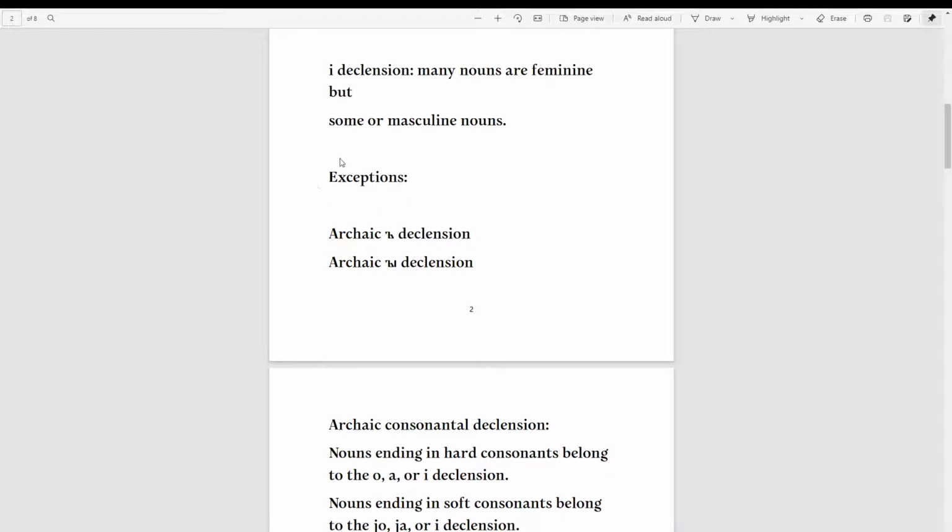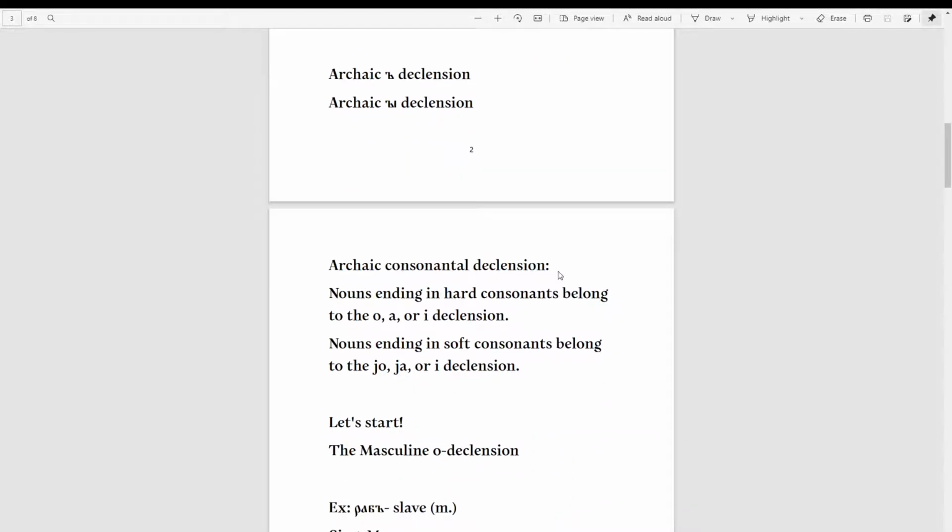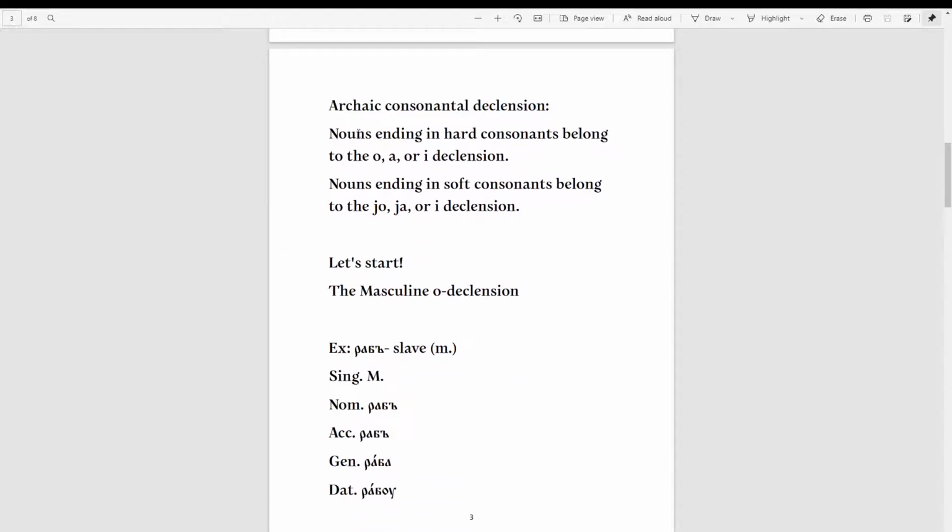There are, of course, exceptions. We have the archaic declension, the archaic u declension, and the archaic consonantal declension. We will get to those later, but nouns ending in hard consonants belong to the o, a, or e declension, and nouns ending in soft consonants belong to the yo, ya, or e declension.